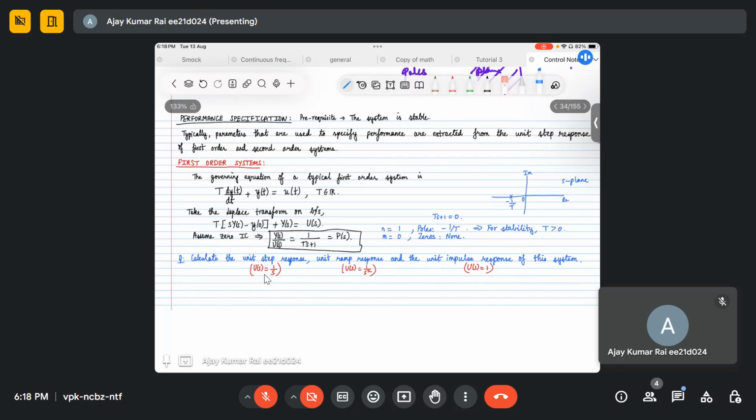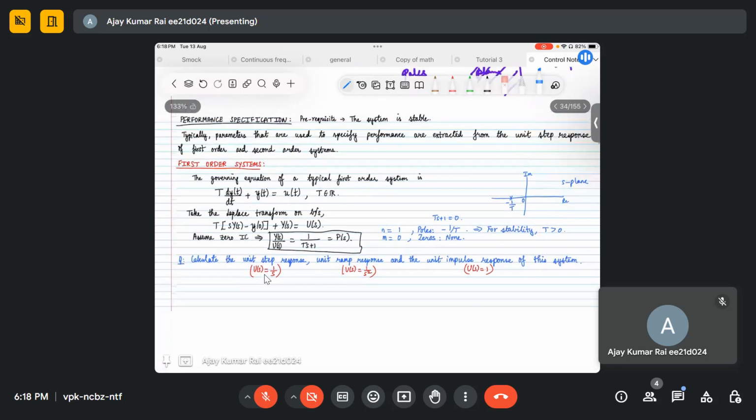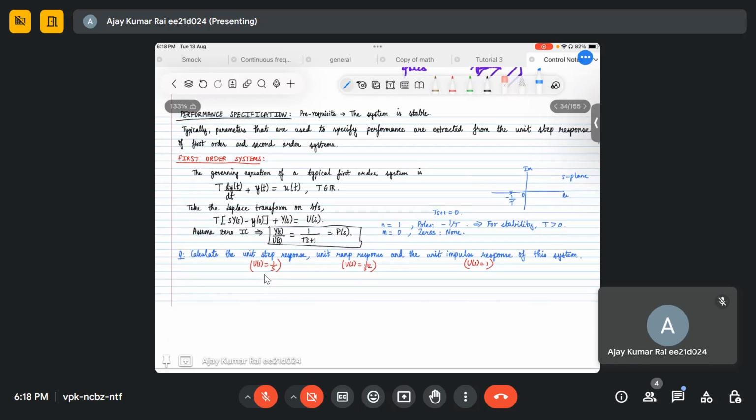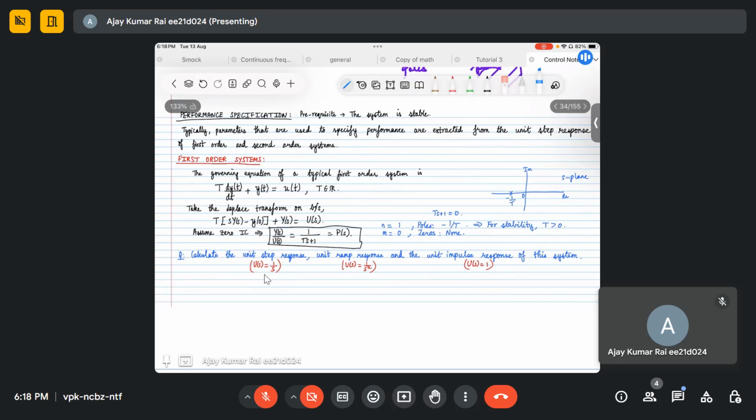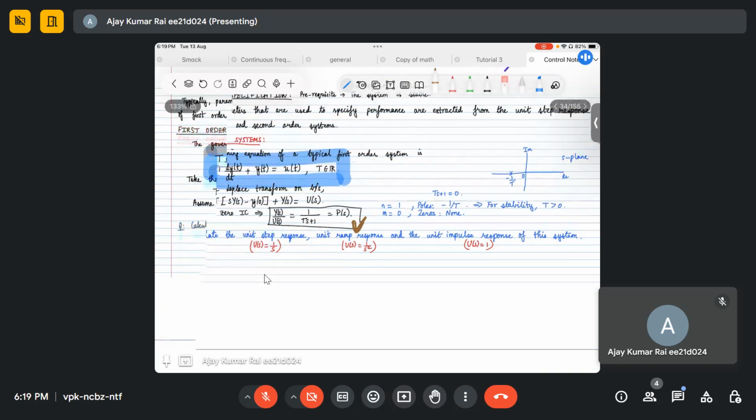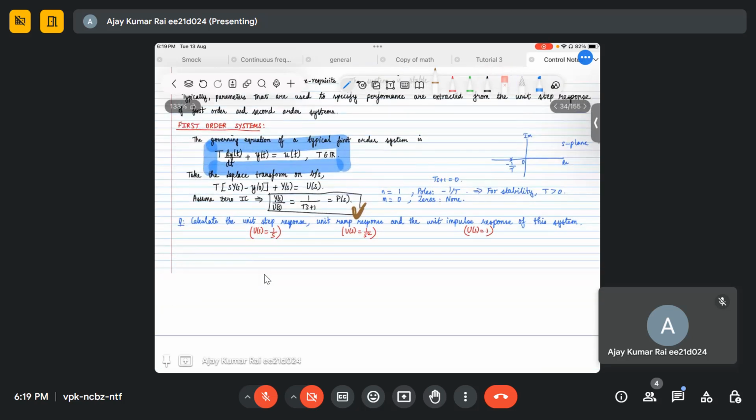We have also seen performance specifications. How do we see performance specifications? For first order or second order systems we usually give the unit step response. This is the transfer function for first order, 1 by (Ts plus 1). You don't have to remember it; you can directly see it is first order, has one pole, and it is stable because it lies in the left hand plane. There are no zeros.